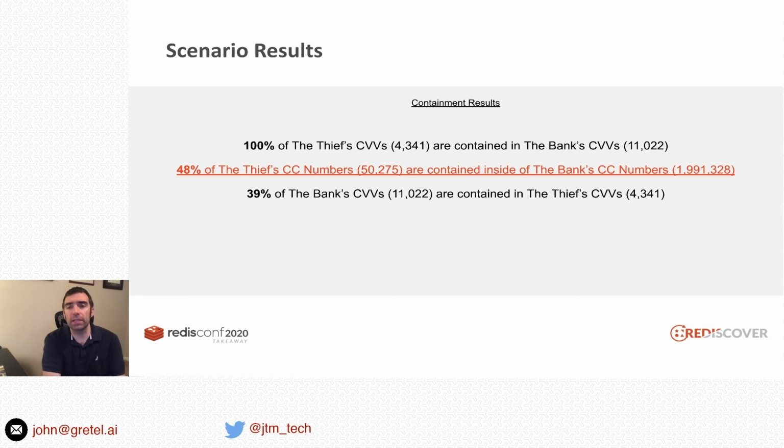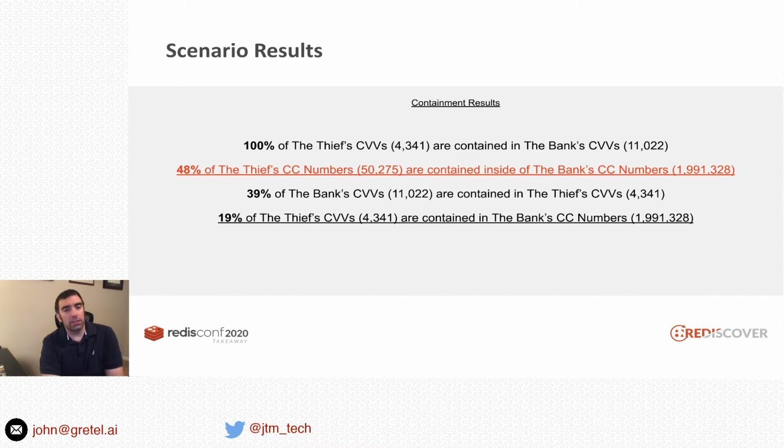As we move down the list, again, we see the CVV score pop back up. So the bank's CVVs are 39% contained inside of the thief's, which again, you would expect, because you would expect that a subset of the bank's CVVs could be arbitrarily generated by the thief.